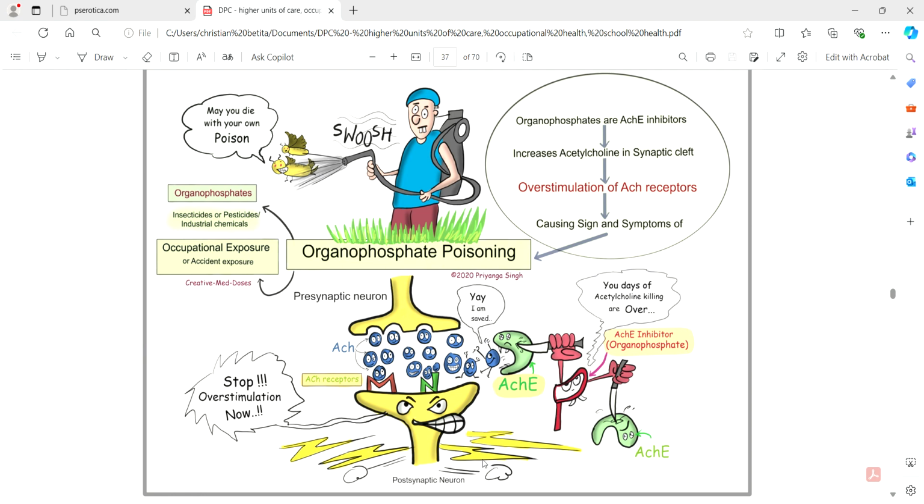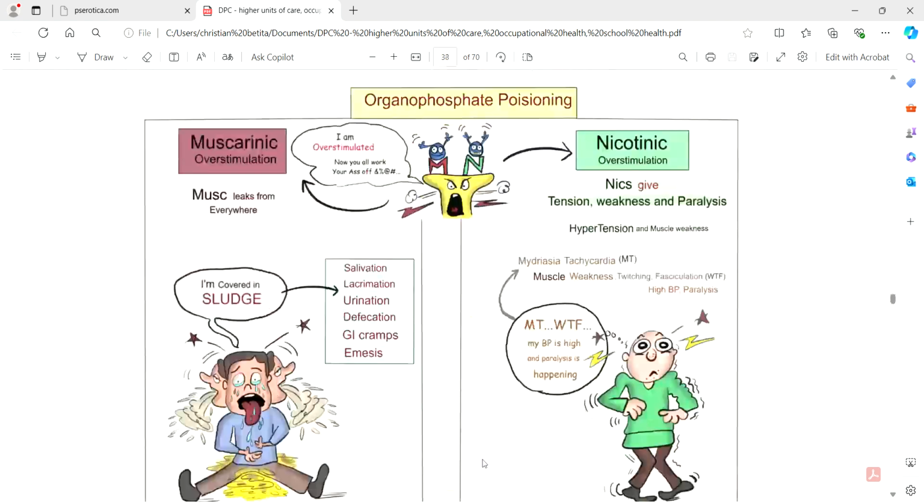Okay. And acetylcholine has two effects, either muscarinic or nicotinic. So, pag muscarinic, this is your sludge, your salivation, lacrimation, urination, defecation, GI cramps, emesis. Kapag nicotinic naman, yan yung tension, weakness, and paralysis. You will go over this again when you go to your autonomics.